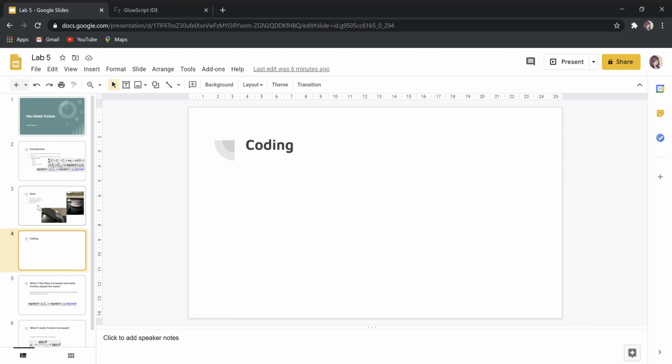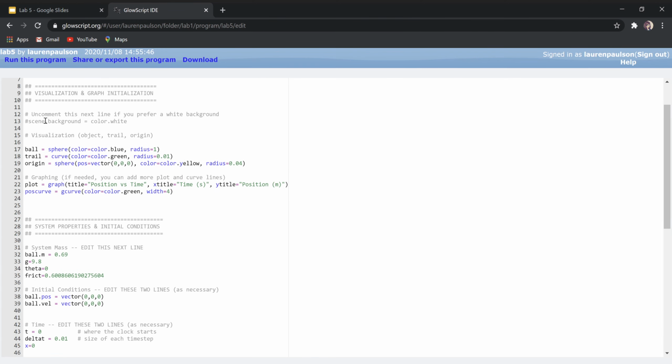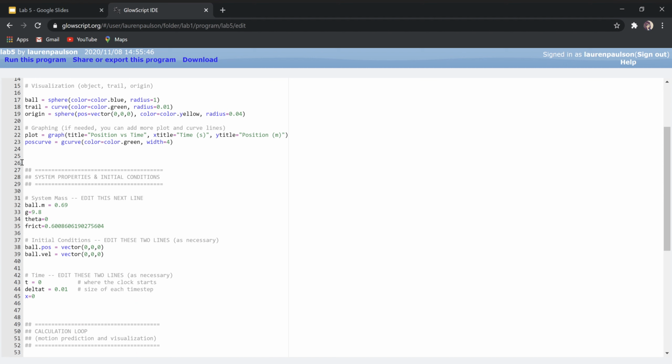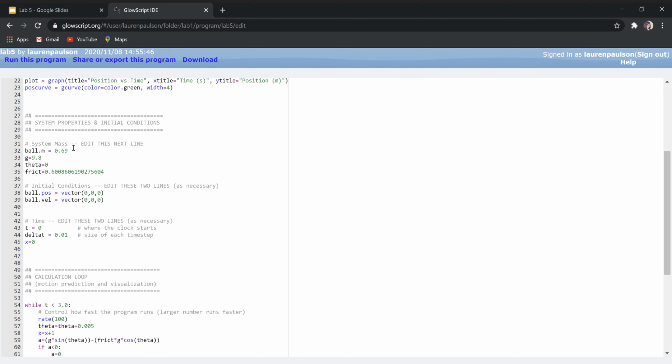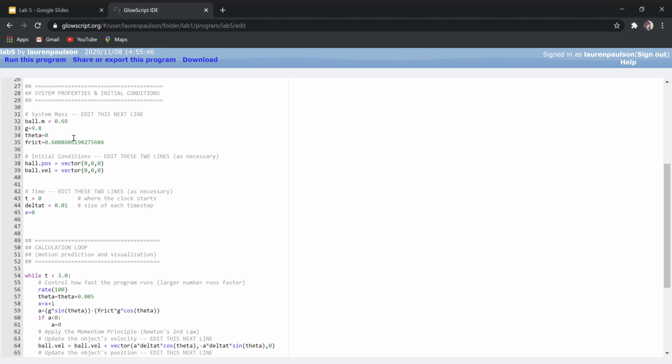Then I modeled this experiment in GlowScript. Let me show you that. So I did normal visualization, which we've done in a lot of the labs. I modeled the book as a ball, and I put the ball's mass as the mass I measured. We start at 0 degrees. I put the static friction we calculated, and gravity as 9.8.